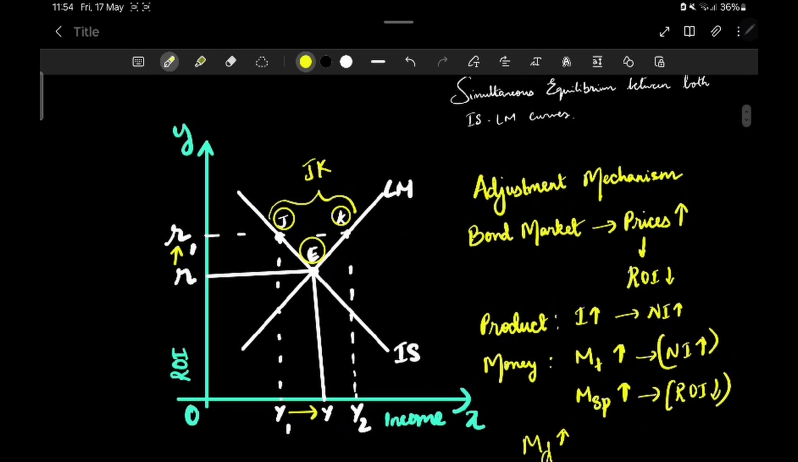And that is it for the simultaneous equilibrium between both money and product markets.